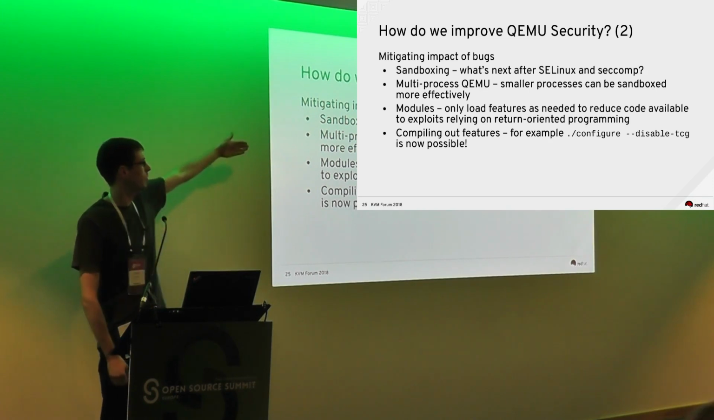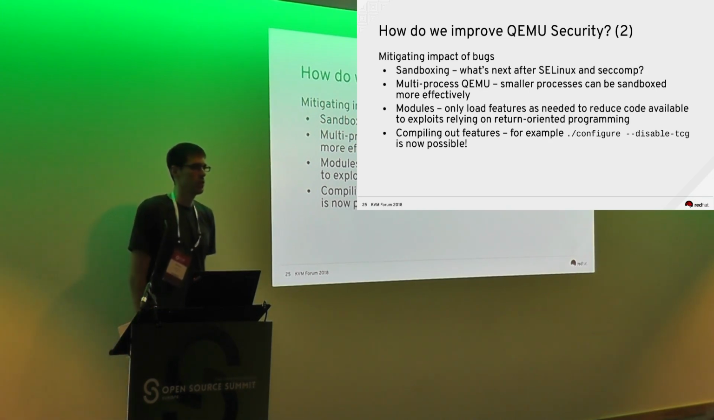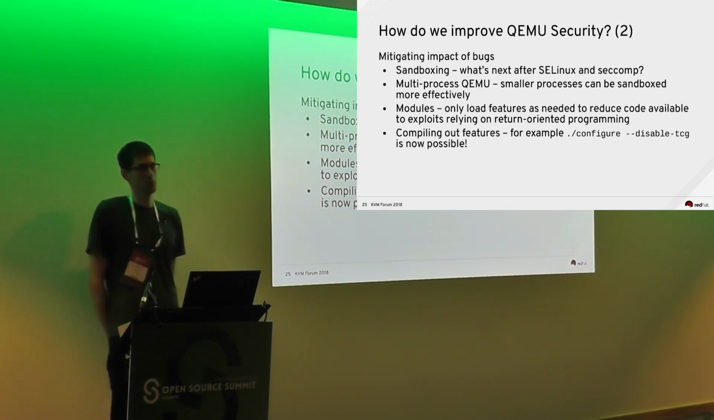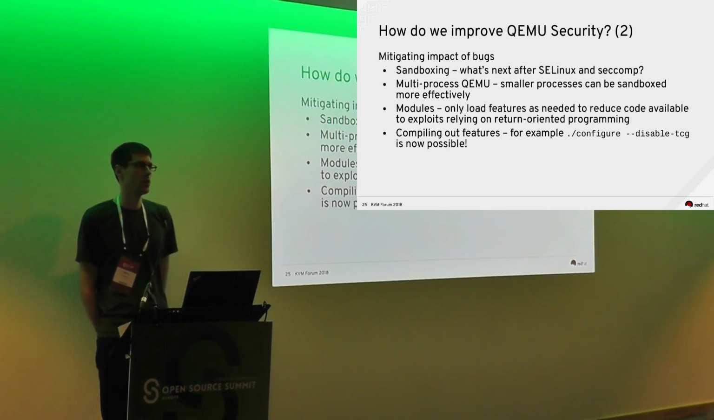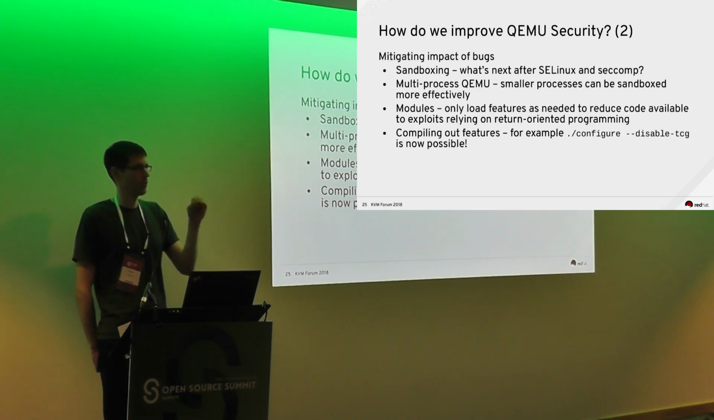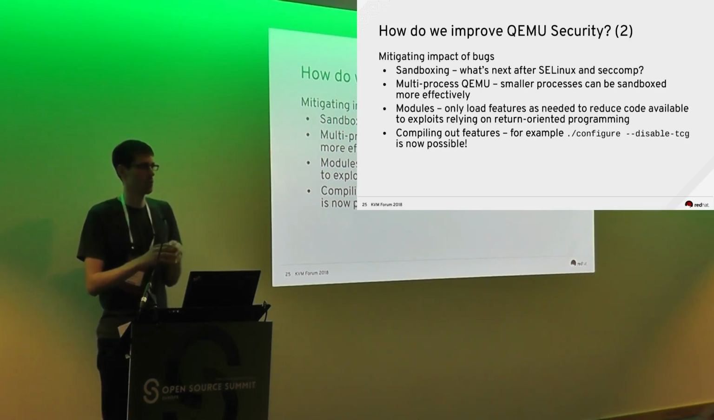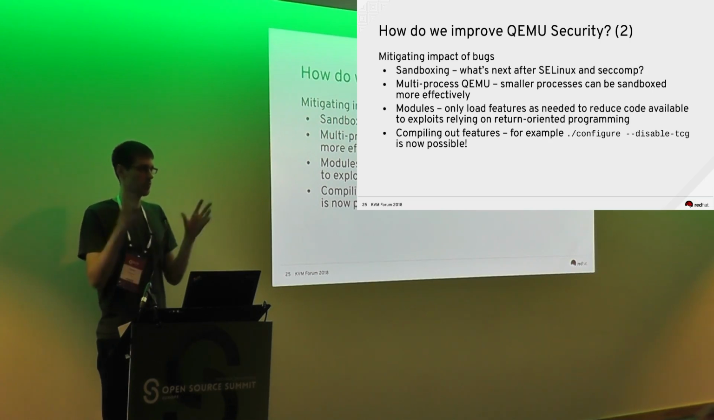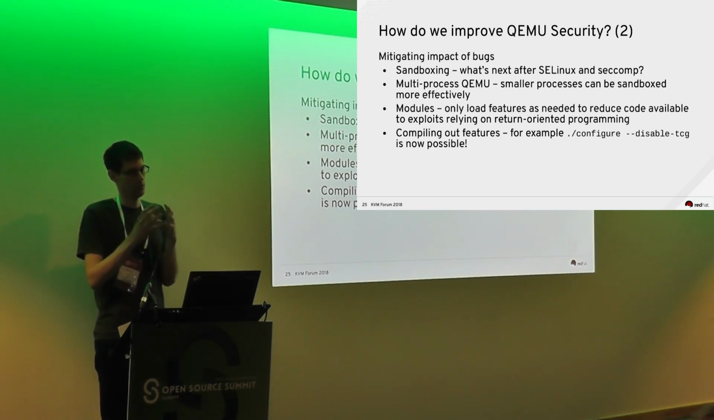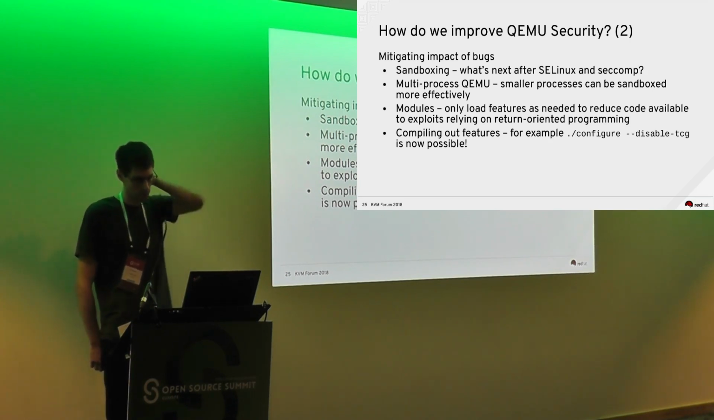One way of doing this might be multi-process QEMU, where instead of having a single QEMU process that is doing a lot of things, we have multiple processes with specific tasks. And so the number of system calls that they require is smaller, and you have less problems confining the sandbox, basically. So that could improve things.